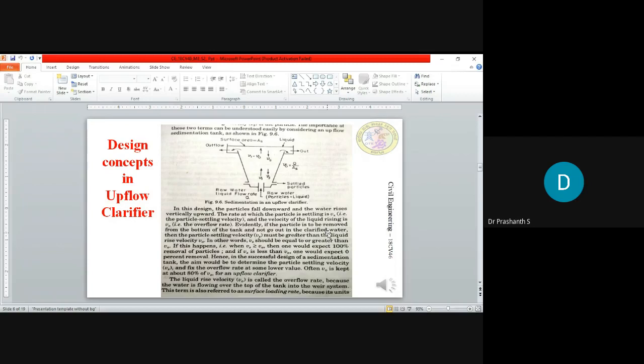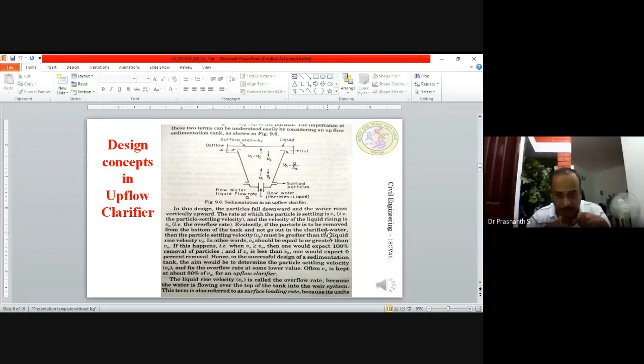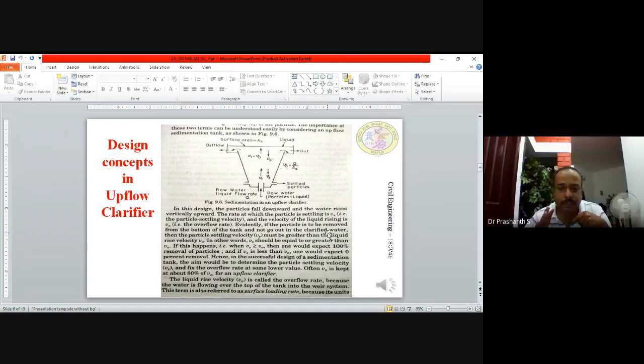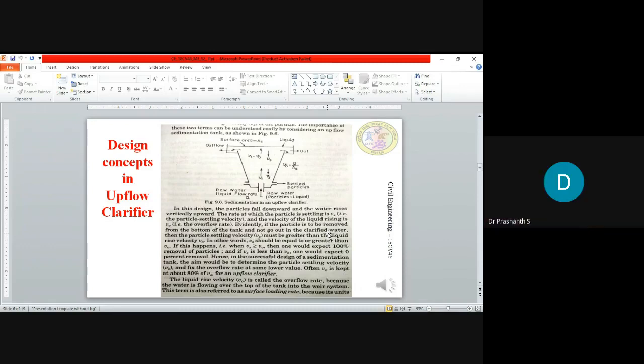If this happens, that is when Vs is greater than or equal to V naught, then one can expect 100% removal of particles. And if Vs is less than V naught, one would expect 0% removal, because if Vs, the settling velocity of the particle, is less than the upflow velocity, definitely particles are not going to settle down. It will move with the water and will come out of the water and go out. So one would expect 0% removal.